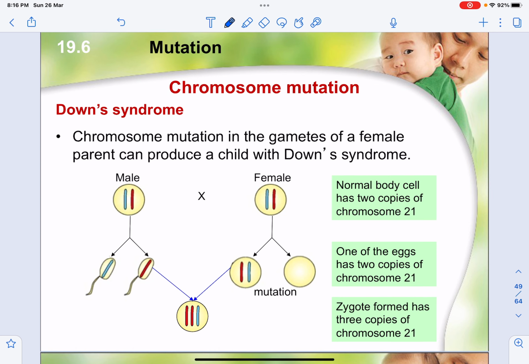For chromosome mutation, we have Down syndrome, and this is where, for chromosome mutations in the gametes of a female, the parents can actually produce a child with Down syndrome. And this is where we would see that the male splits into two normal sperm cells, whereas for the female, one of the chromosomes will be transmitted over, leading to fusion in the zygote, leading it to having more of the chromosome, especially at chromosome 21.